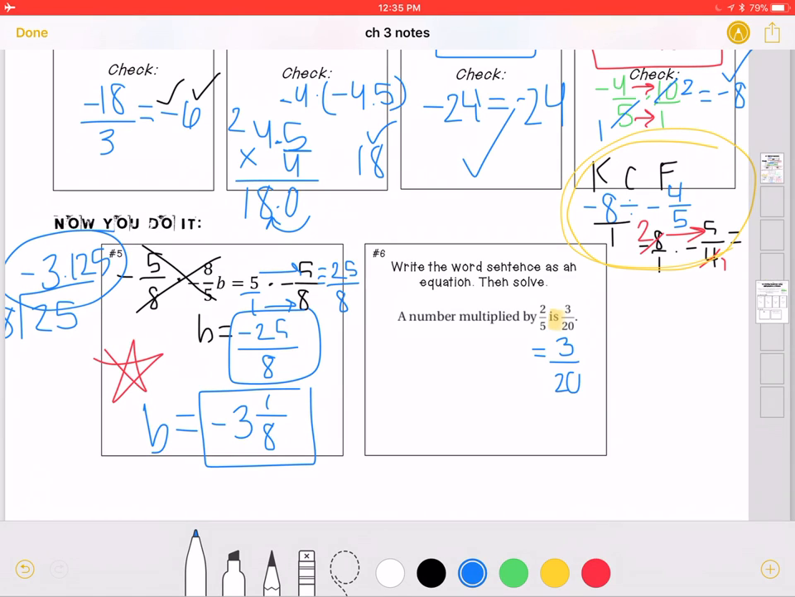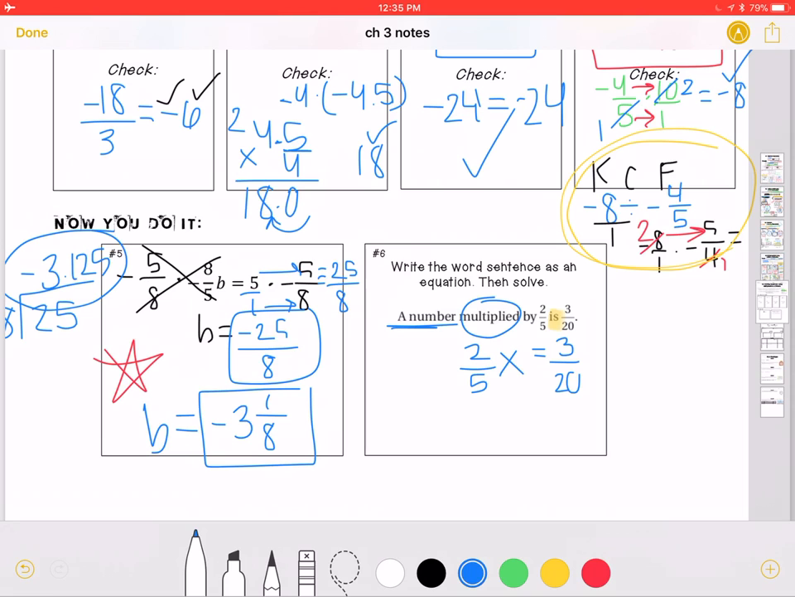I see that word multiplied, so I'm multiplying some number. I don't know what that number is, so if it's an unknown value, that's where your variable should come in, by 2/5. So I should have like 2/5 times x. I'm going to use x as my variable. If you used any letter, A, B, C, Y, Z, doesn't matter, doesn't have to be X, you're still right.